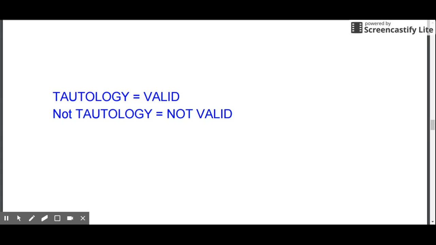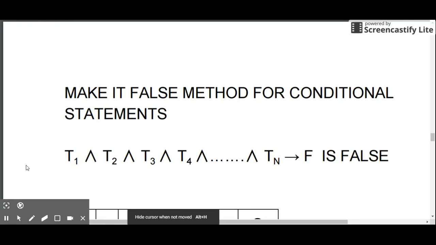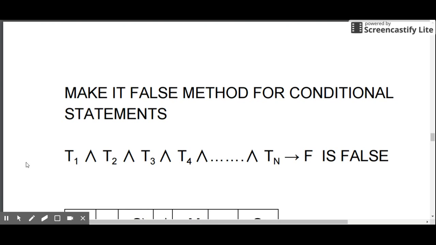Quite simply, if the logical form is a tautology, then the argument is valid. And if it is not a tautology, then it is not valid. Again, this is why I mentioned before that we need to review the make it false method, because this is how you prove whether or not conditional statements are tautologies.